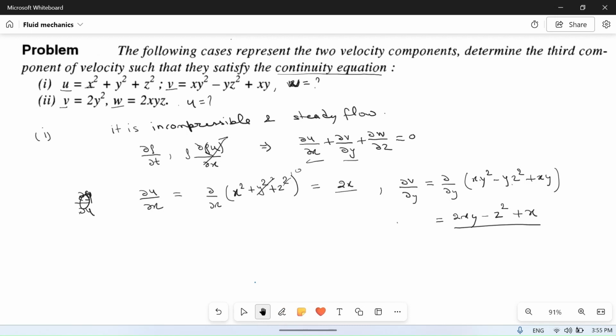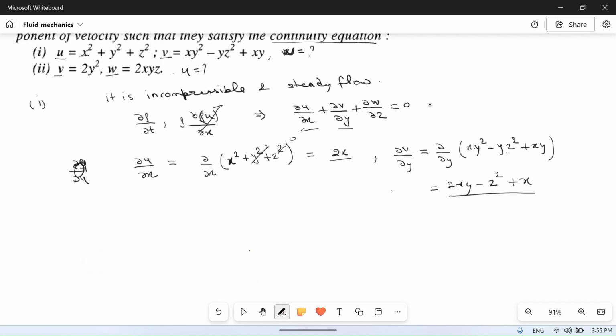So if we put these two in this equation, continuity equation number 1, this is the continuity equation for incompressible and steady flow.